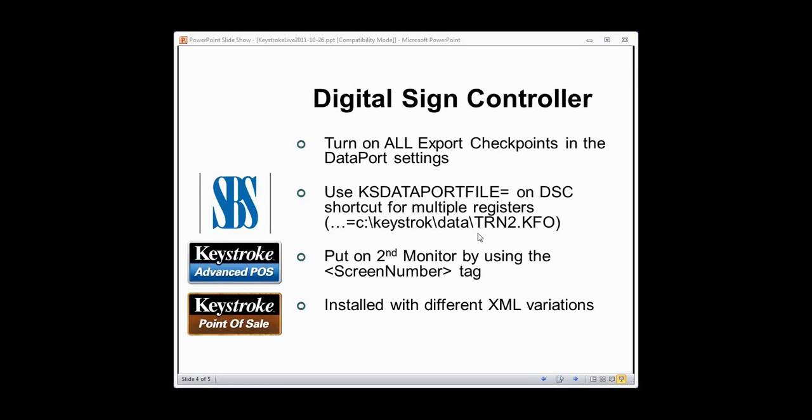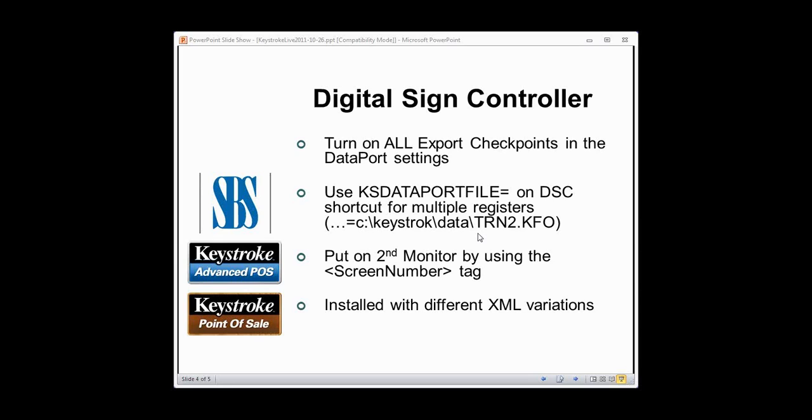C:\, in this case, KS700/data/trn2.kfo. This would be a shortcut right here for machine number 2. So when you start Keystroke, you'd use an mnum equals 2 to make it machine 2. Then when this digital sign controller would start up, it would only be looking for data from my machine.